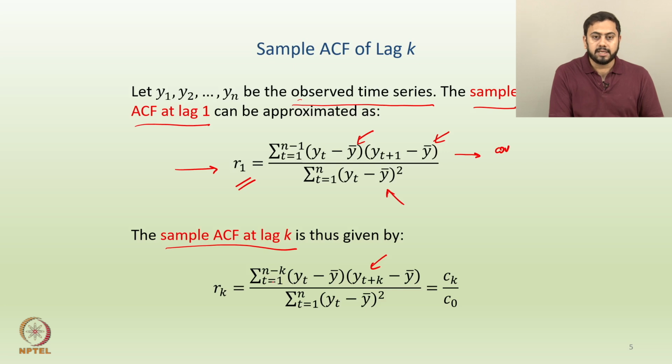So, the formula becomes the summation of yt minus y bar into yt plus k minus y bar, divided by the overall variance. And just to be in line with the notation used in the textbook and so on, this could be determined by Ck by C naught. So, this is a special notation to denote Rk. Ck is the numerator by the way, and C naught is the denominator. So, we have actually discussed two things: sample ACF at particular lags, at lag 1, which is R1, and then sample ACF at lag k, which is nothing but Rk.